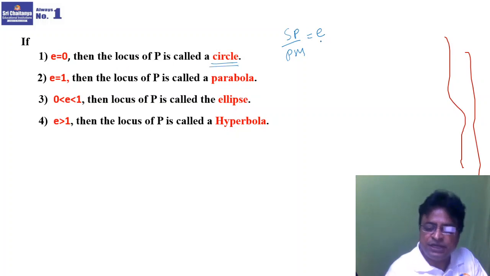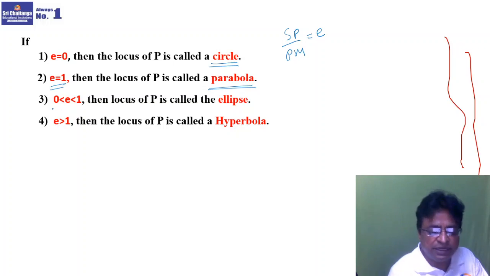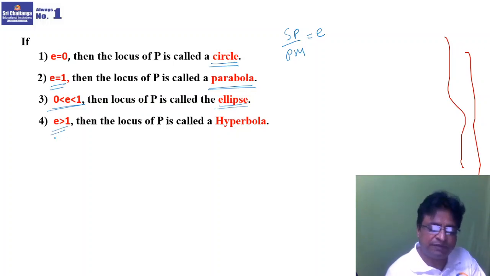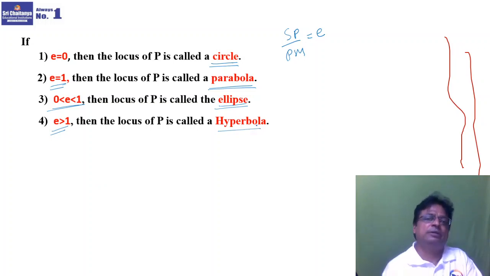And if E is equal to 1, then the locus of P is called a parabola. If E lies between 0 and 1, then the locus of P is called an ellipse. And if E is greater than 1, then the locus of P is a hyperbola. So E is always a non-negative constant, a non-negative real number.